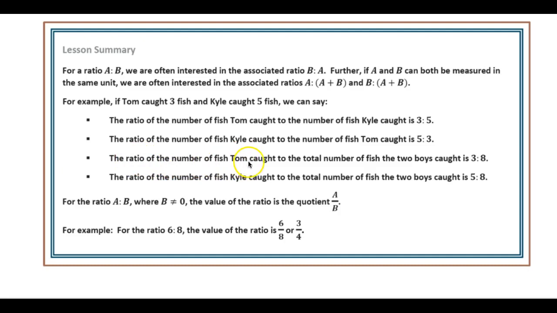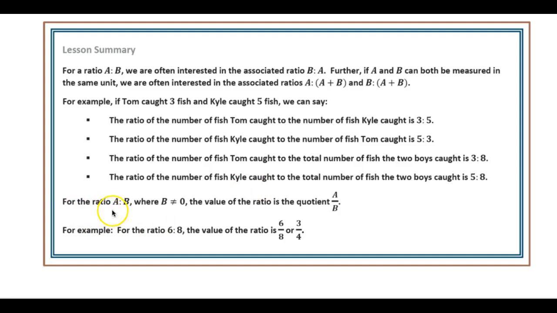The ratio of the number of fish Tom caught to the total number, this means the total of it, to the total number of fish the 2 boys caught is: Tom was 3, and the total number was 5 plus 3, which is 8. The ratio of the number of fish Kyle caught to the total number, Kyle caught 5 fish, so it's 5 to the total, 3 plus 5, which is 8, sorry. So we learned all that at the beginning.